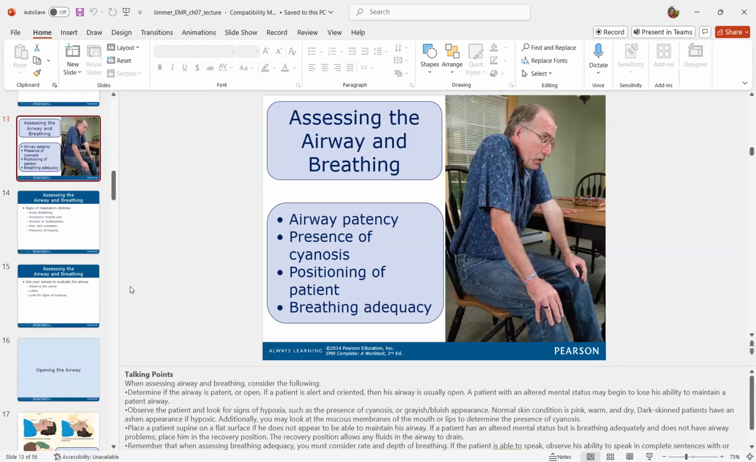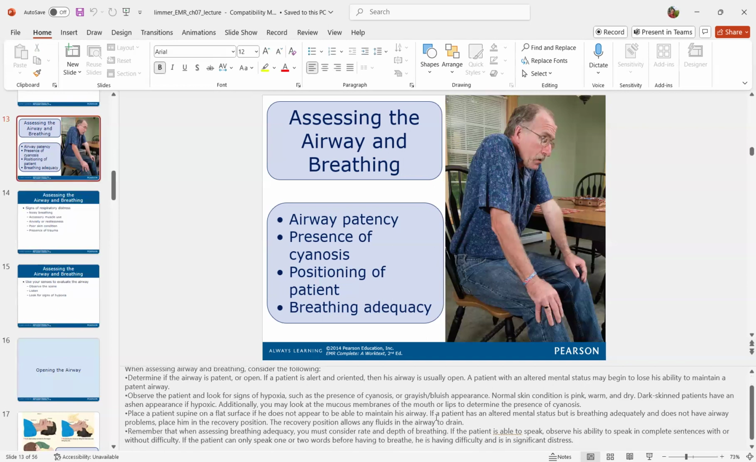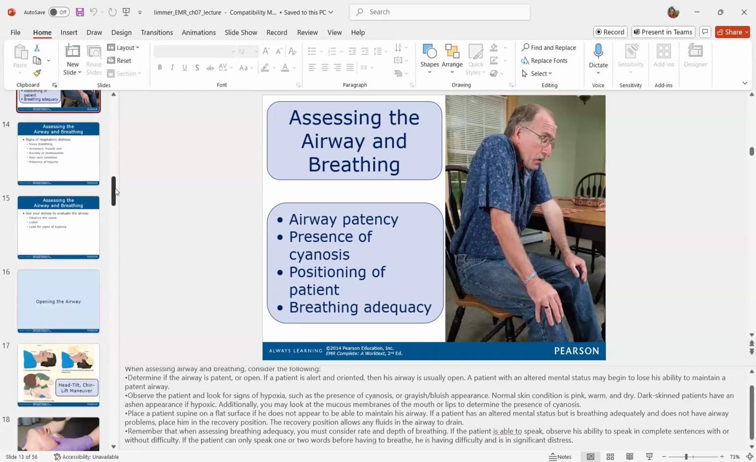If they're able to speak, we can observe their ability to speak in complete sentences without difficulty. If they can speak one or two words at a time and they're trying to catch their breath, obviously they're having difficulty breathing, and we do consider that significant distress. But if they're talking in full sentences and they're alert and oriented, their airway is usually patent or open. But just looking at their appearance, reading some of their numbers when we get to vital signs, you guys will learn how to do some of that stuff. Just, how are they looking overall?